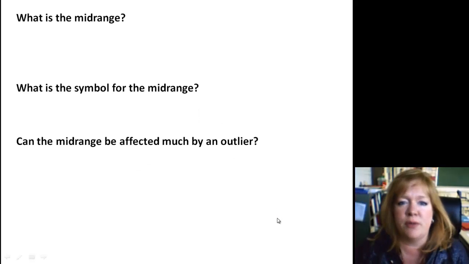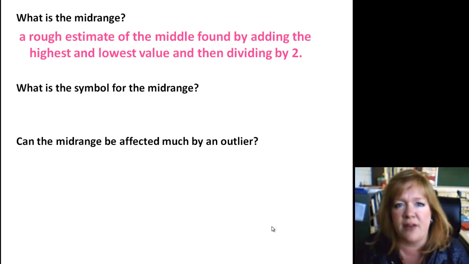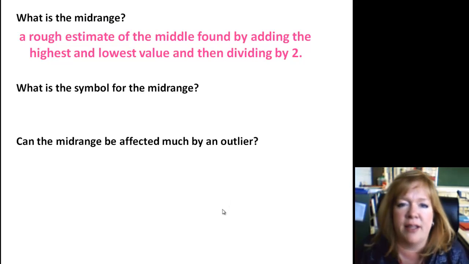So the mid-range, it might be new for you, but it's very easy to calculate. All it is, is a rough estimate of the middle that's found by adding the highest and lowest value and then dividing by 2. Very easy. You take your high, you take your low, and add them together, divide by 2. Symbol for the mid-range, MR. Okay. MR stands for mid-range.